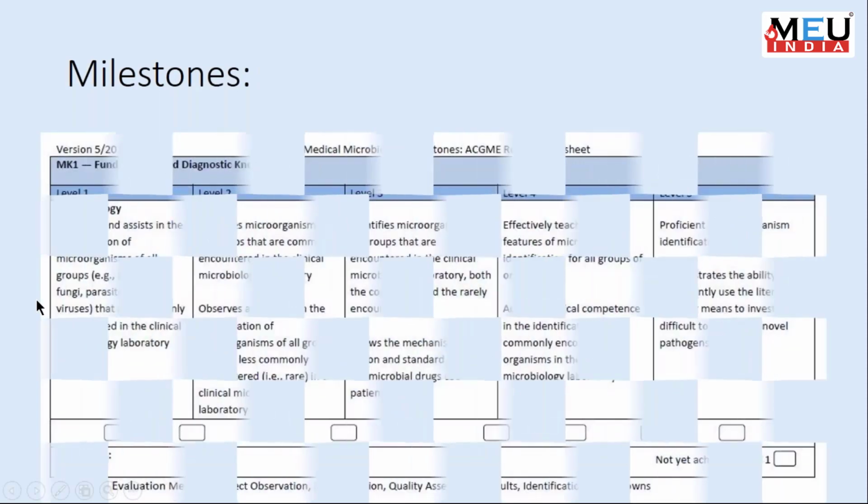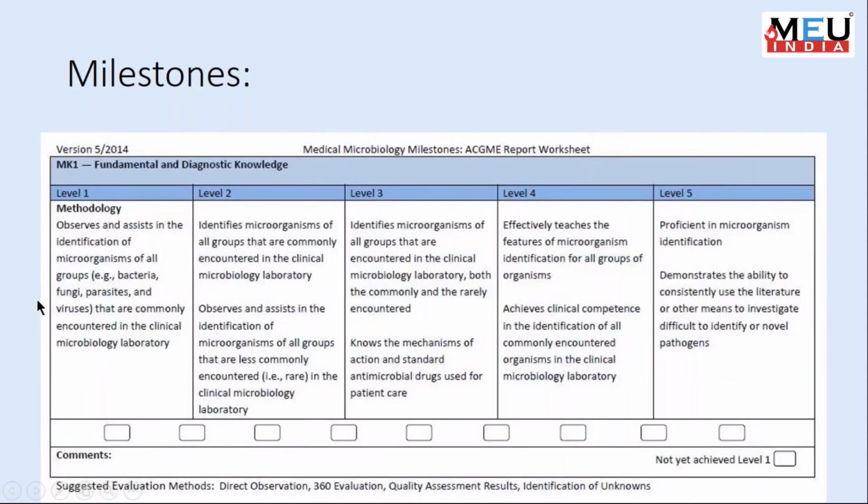Now, how are milestones used for examination purpose. This is one example. This is actually for a postgraduate student, but this is just an example of low level to high level, right? It observes and assists identification of microorganisms of all groups, and over here gradually becomes proficient in microorganism identification, right?